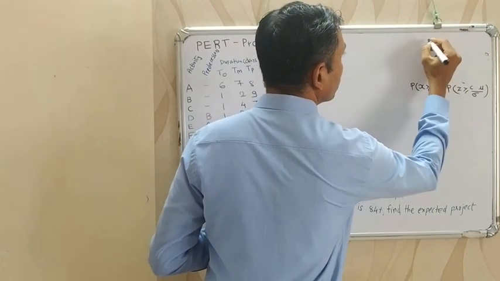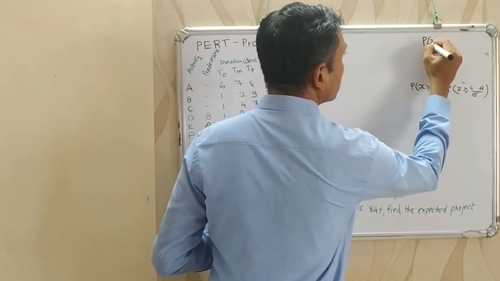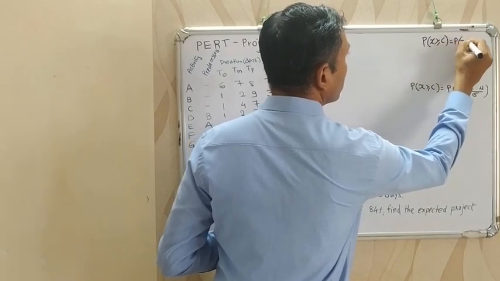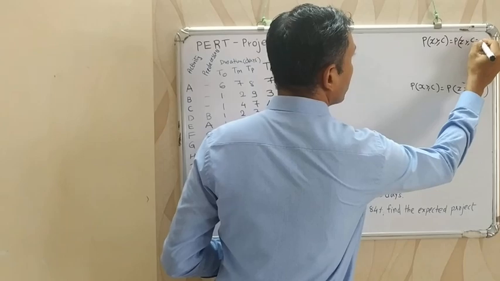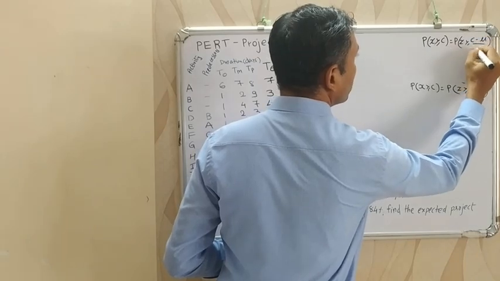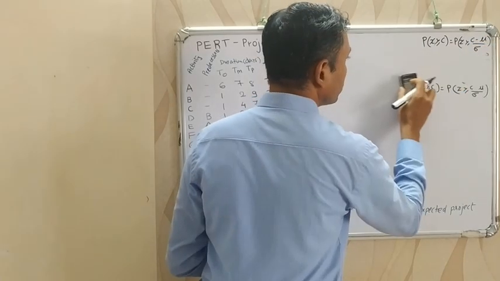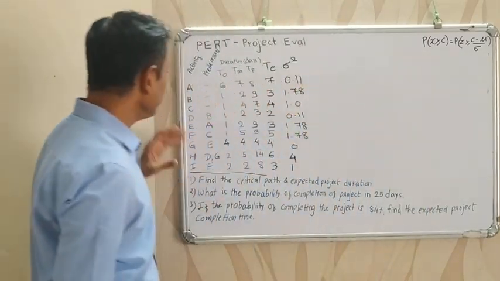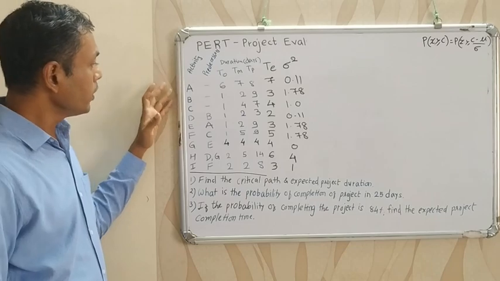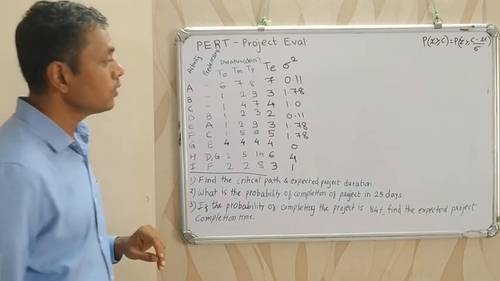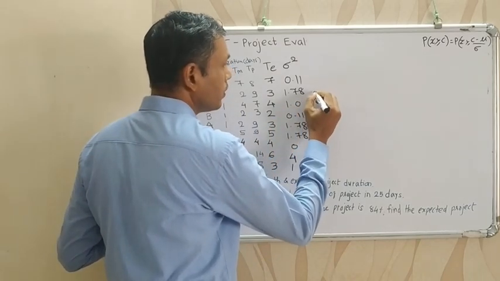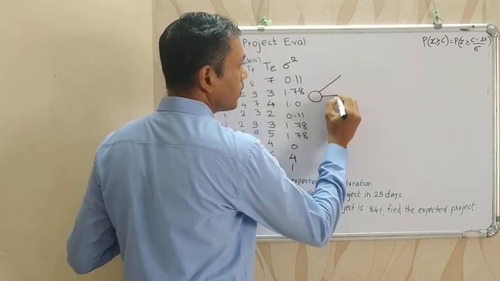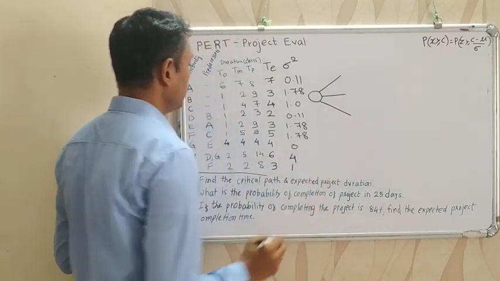Let's keep this equation here. Probability of f greater than or equal to c is equal to probability of z greater than or equal to (c minus mu) divided by sigma. So first we will develop the network diagram. For activities A, B, C there is no predecessor, so we can start them from event 1.